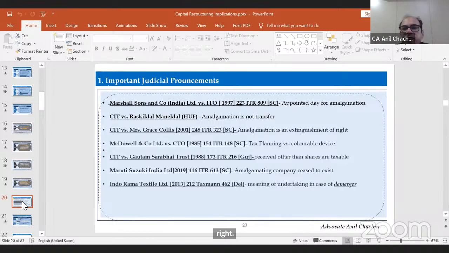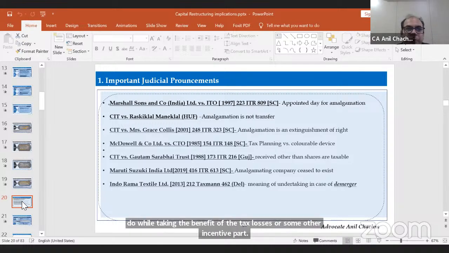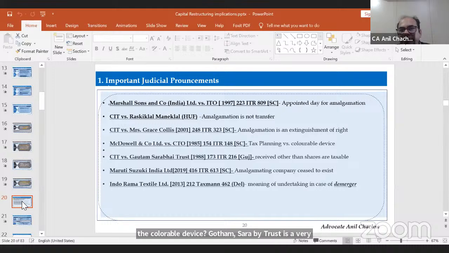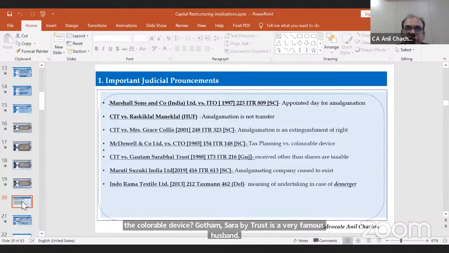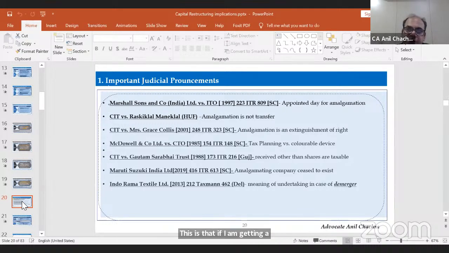McDowell case specifies what is the difference between tax planning versus colorable device. So how can a company do the merger or demerger while taking the benefit of the tax losses or some other incentive part? How can we differentiate between the tax planning and the colorable device? Gautam Sarabhai Trust is a very famous judgment which says that if I am getting a consideration in terms of cash or in terms other than cash, then I have to pay the capital gain tax, right? As defined in the definition itself. Maruti Suzuki case says that the amalgamating company has ceased to exist. So no notice can be issued to the amalgamating company.